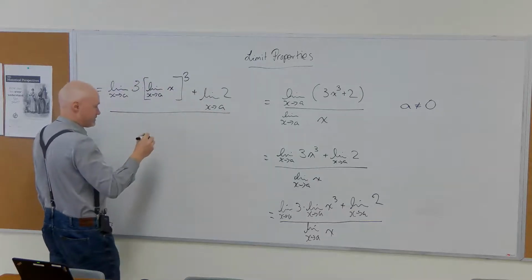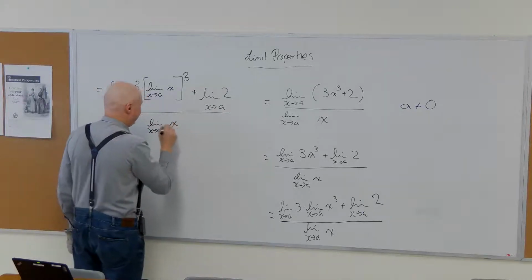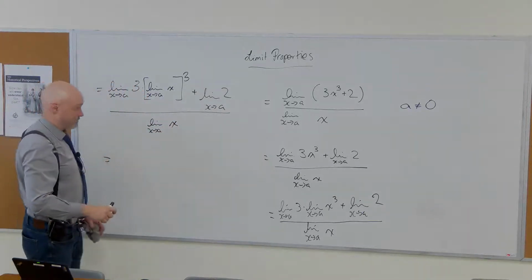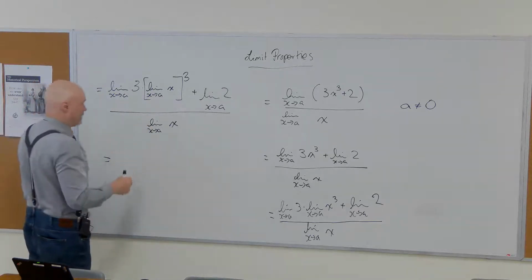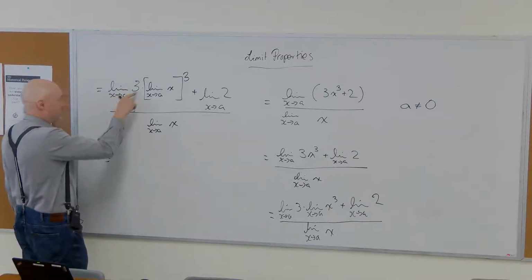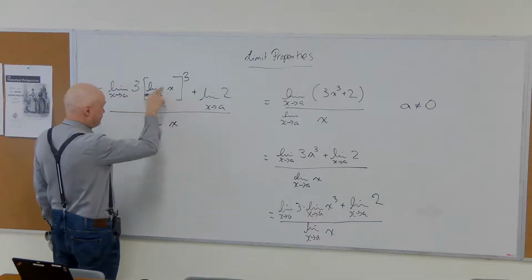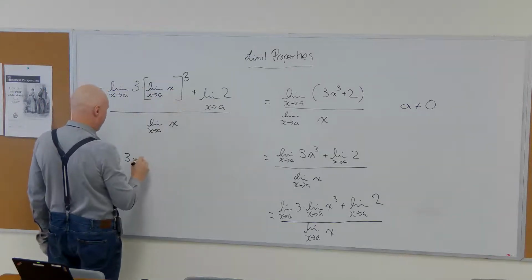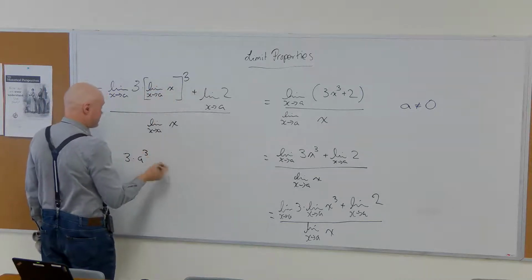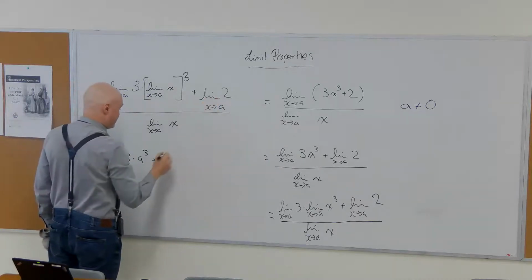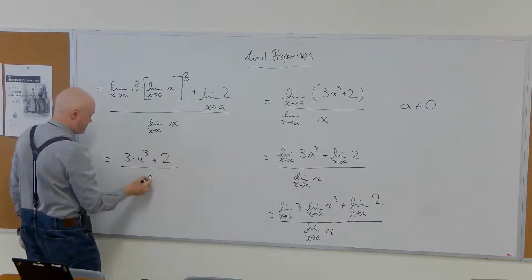It's a lot like logs because there's an awful lot of the word limit in here. Okay. So the limit of a constant is just a constant. So that's 3. The limit of x as x goes to a is a. The power of the limit is that. And this is the limit of a constant as x goes to a is the constant. And the limit as x goes to a of x is a.